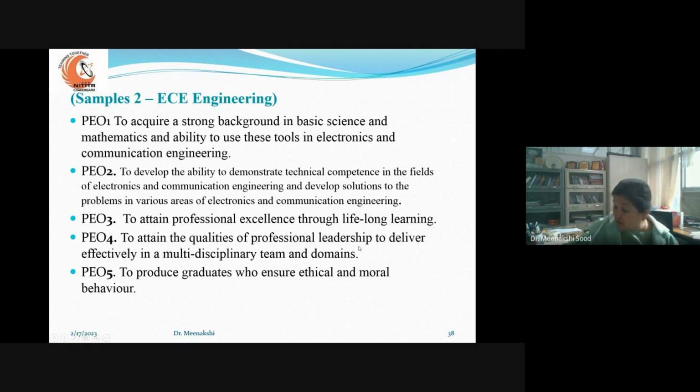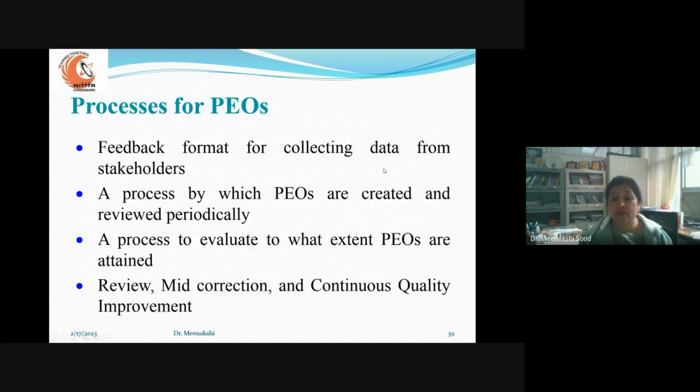So we also see this: after 4 years, 5 years, has he got some higher promotion, how is he moving, what leadership qualities or what soft skills is he exhibiting while dealing with the team or dealing with different domains, and ensure ethical and moral behavior. So this is just an example of framing the POs, right?